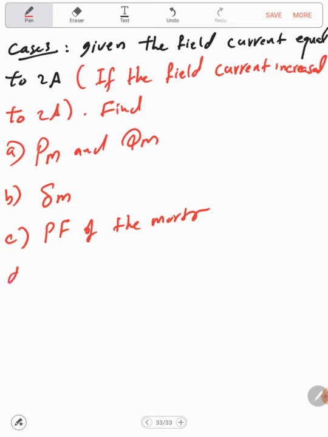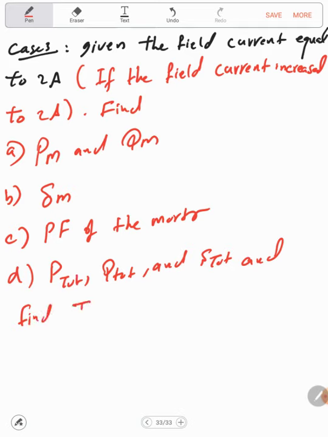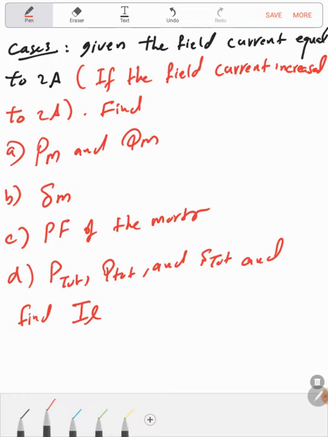Also, I need you to calculate the total active power, the total reactive power, and the total apparent power, and find the total line current. So here I will highlight how to solve, and the remaining parts will be left for you as exercise.